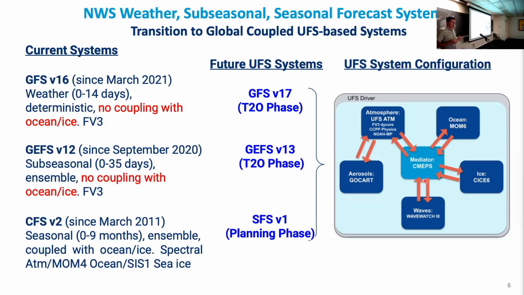And just a little background: focusing on the global applications, currently there's 3 global models running operationally at the Weather Service, focused on different timescales. So there's the GFS, which is the high resolution model, deterministic forecast, and it runs out to 14 days. Actually, I thought it was 16 days. But it's uncoupled right now. It's just atmosphere only. You just persist the initial sea surface temperatures and you run forward.